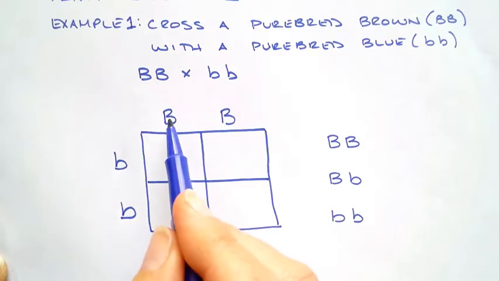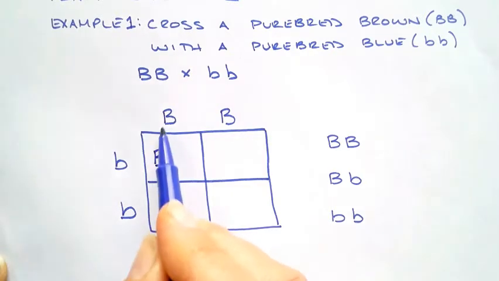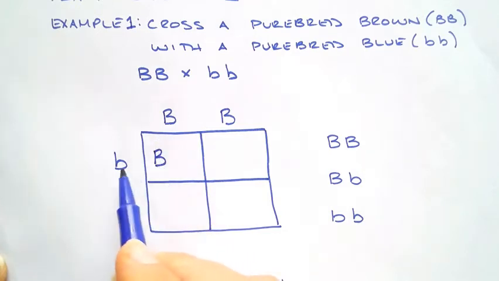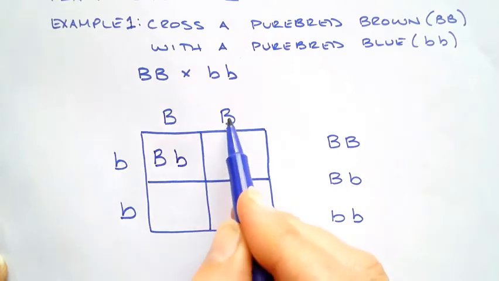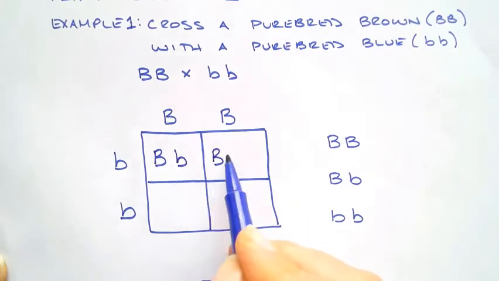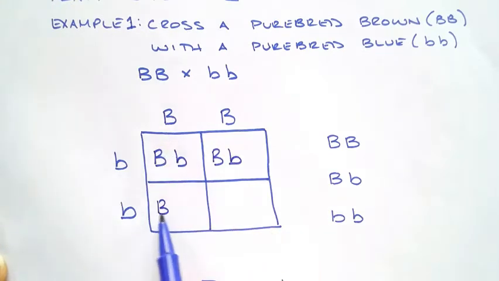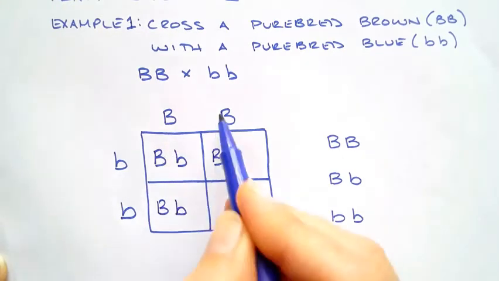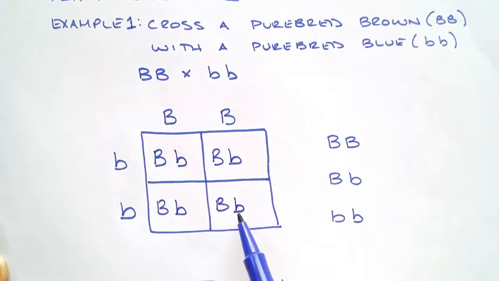The way this works is that you always place the dominant characteristic first. So this B comes down, and then this little b comes over. So again, the capital letter always comes first. So big B, little b. Again, this comes all the way down, big B, little b, big B, little b.